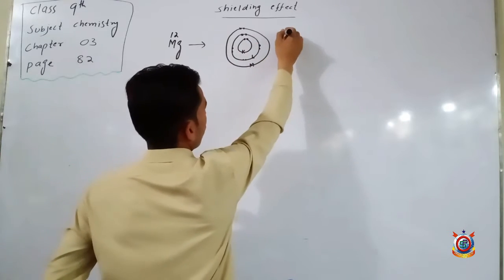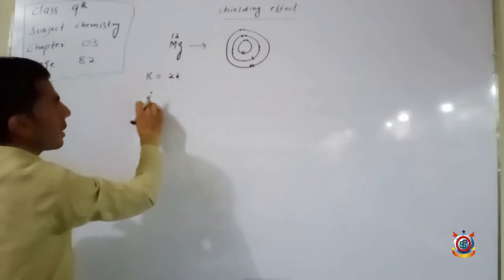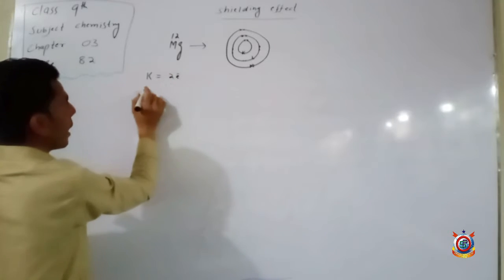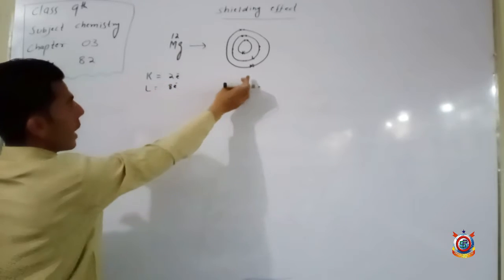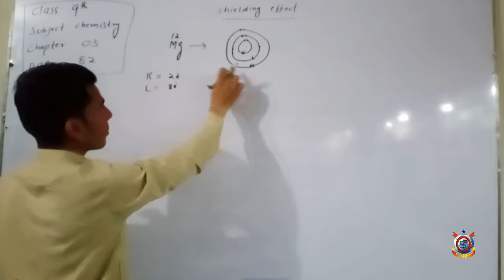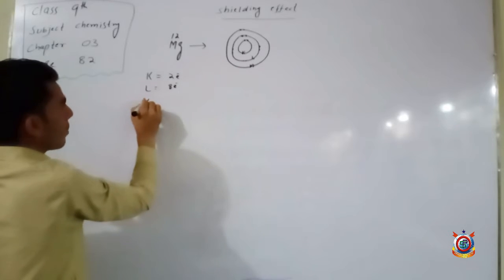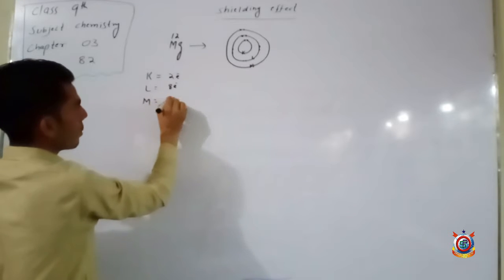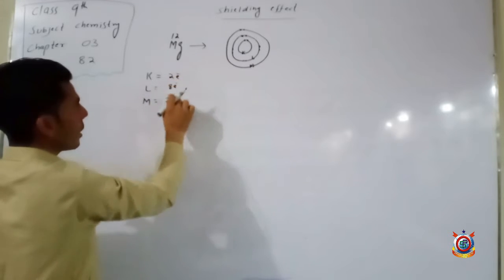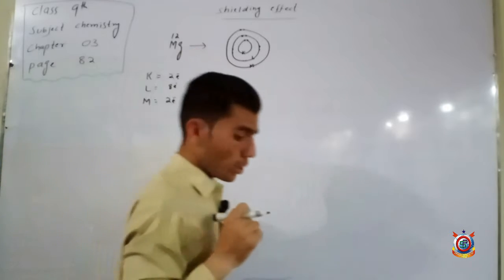K shell can accommodate 2 electrons. L shell can accommodate 8 electrons. M can accommodate 18, but here there are only 2 electrons, so the remaining 2 electrons are placed in the M shell. So 2 plus 8, 10, plus 2, 12, and the atomic number of magnesium is 12.